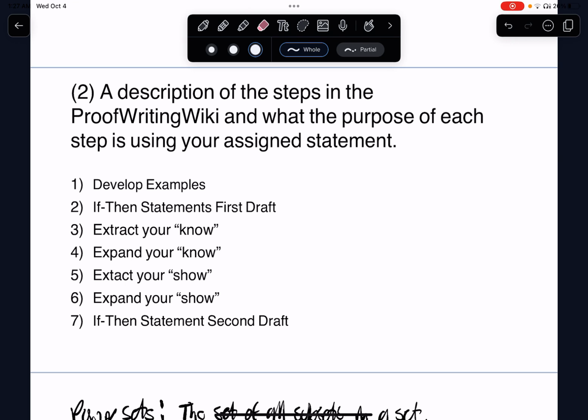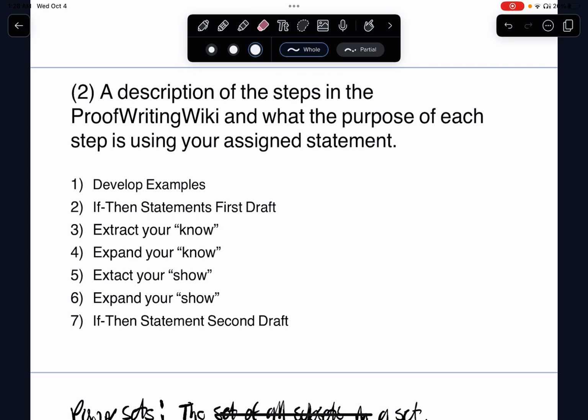Like, if this condition, then this condition must be true. You put it in that form in order to get to step 3, where you extract your know, which is everything after the if and before the then. So what you know, what you're basing your next part off of, and then you expand your know by using definitions to break it down into its subparts and really laying it out. And the next part is you extract your show. So you take the part after the then of the if-then statement and extract that from the if-then statement. And then you expand on it, which is step 6.